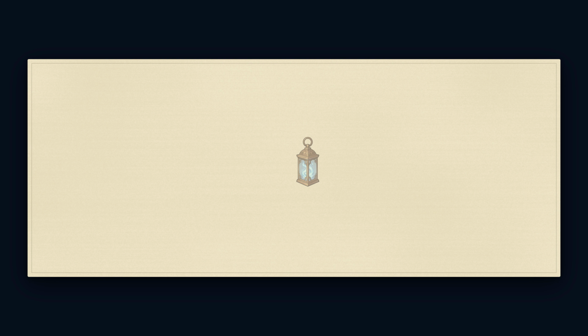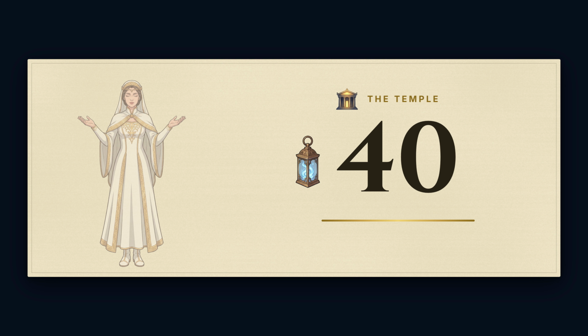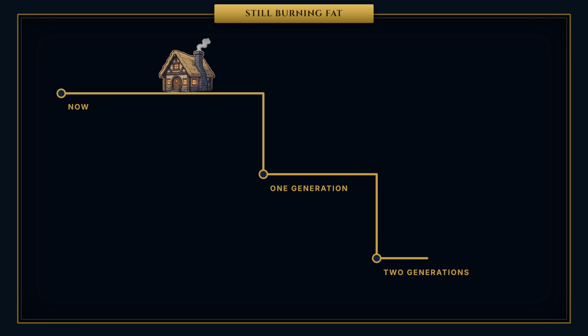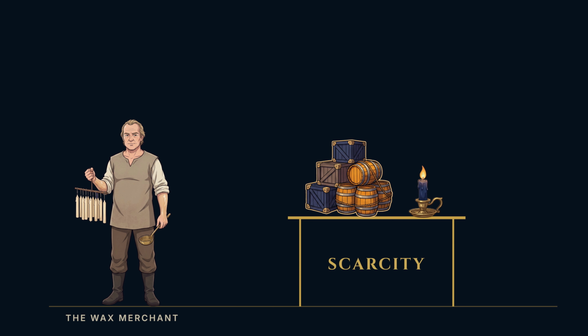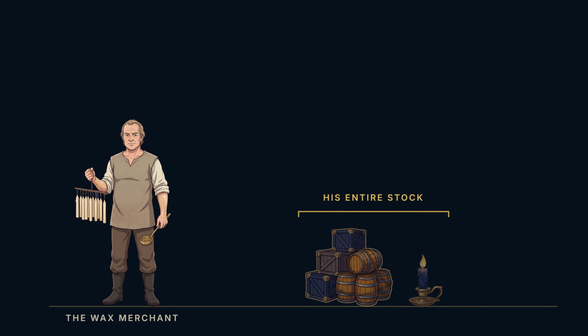And a purchase that good doesn't stay rare for long. The Lord buys one at once and the temple buys 40, because a lit room does something to a person who walks in out of the dark, and priests have always known that. Which means inside 2 generations, the only households still burning fat are the ones that could never afford it in the first place. Ask what the wax merchant is worth the morning after. His whole living existed because light was hard to come by, and once it comes free, he's a man with a warehouse full of something nobody needs.